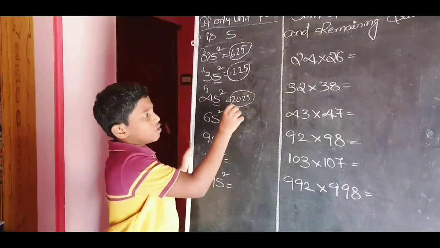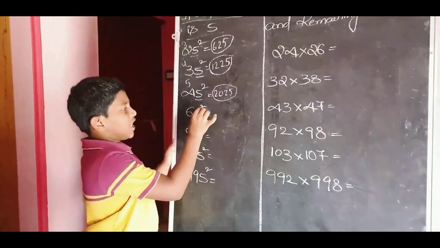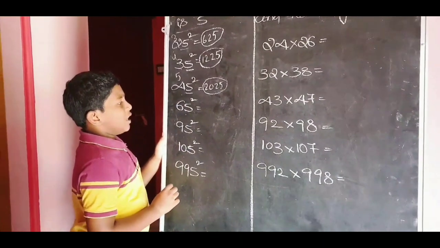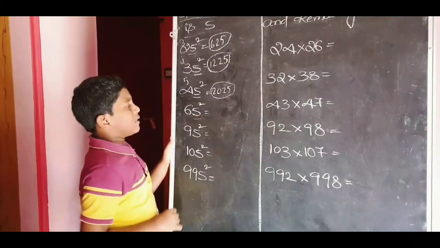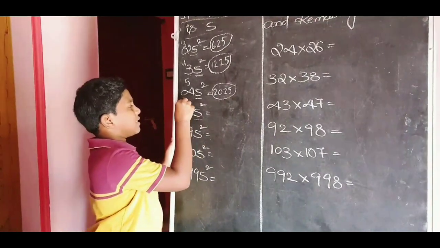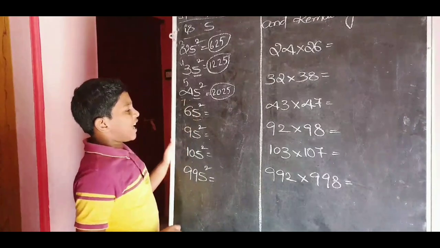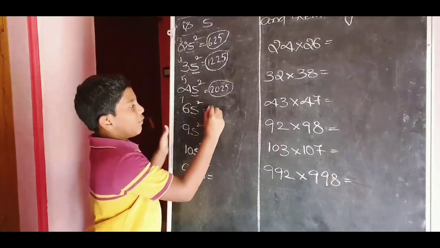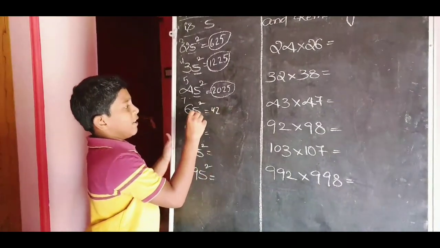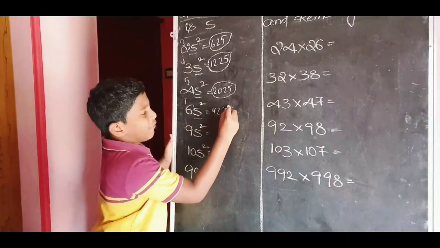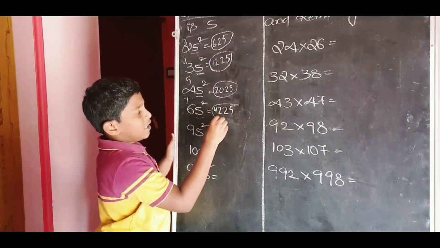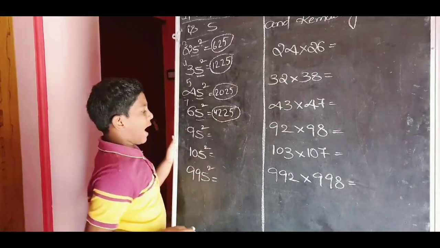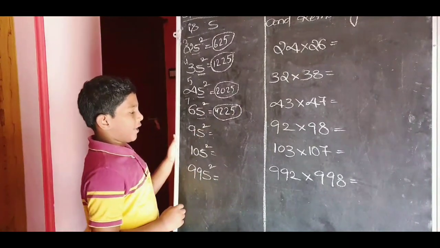20. Answer is 2025. 65 square. If the unit place is 5, remaining 6. Next number 7. 6 7s are 42 and 5 square 25. The answer is 4225.